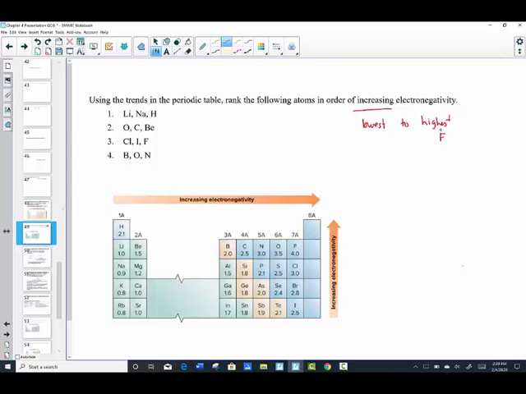So let's look at number 1. We have lithium, sodium, and hydrogen. We know that electronegativity increases as you go up a column. That's our trend that we just wrote in our notes. So the lowest would be sodium. It's the largest atom. Its protons are shielded. Then lithium, then hydrogen. You can verify that with your electronegativity numbers, but without the chart, that's what you're looking for. Don't rely on the chart. Understand the trend. It increases going up a column.